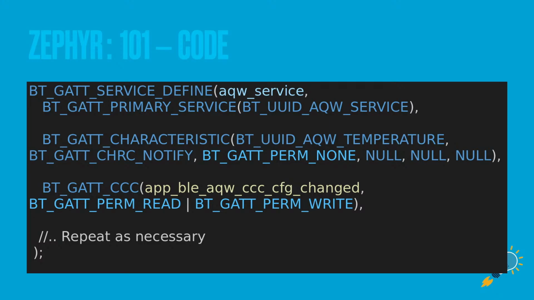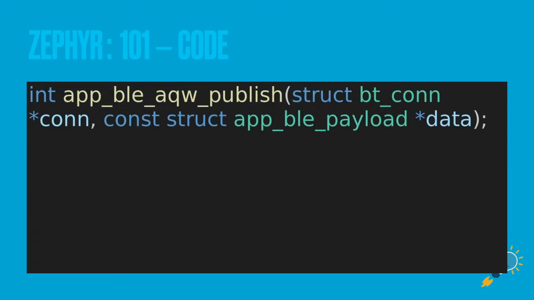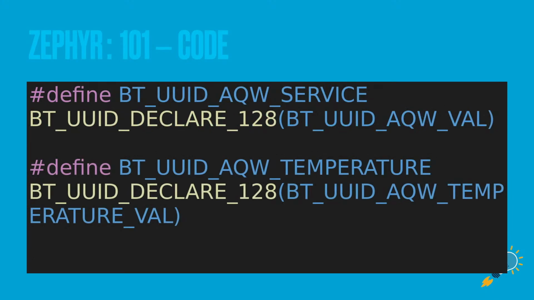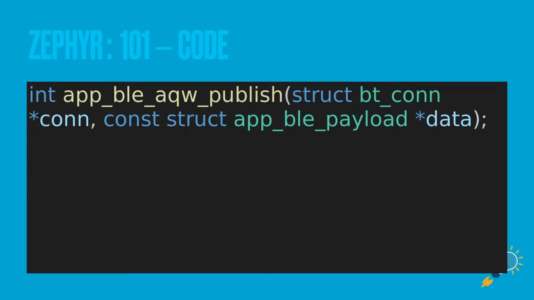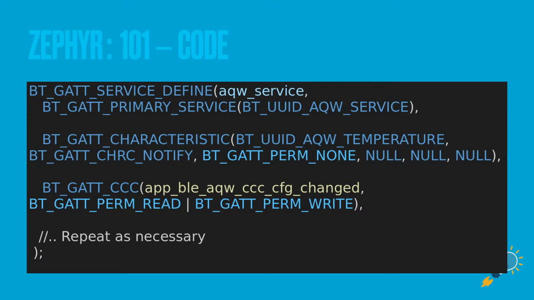So we start with the primary service, and that is the AQW service, which we defined earlier right here. Those parameters are actually these macro defines right here. Then the characteristic, you're setting the UUID there. You're setting it to be what you want it to actually do or provide. You can use it for reading. In this case, we're just doing notifications, and there are a bunch of other permissions and different statuses you can set depending on your situation.